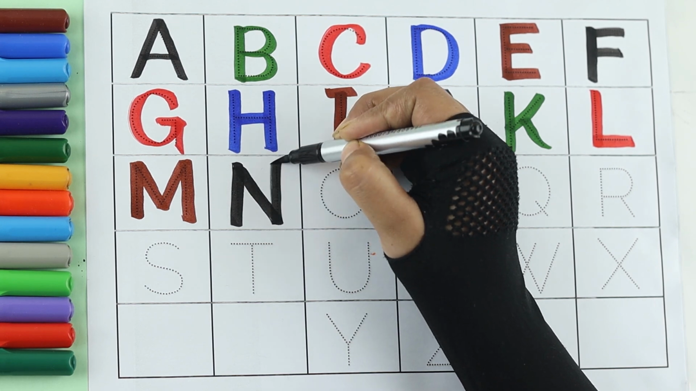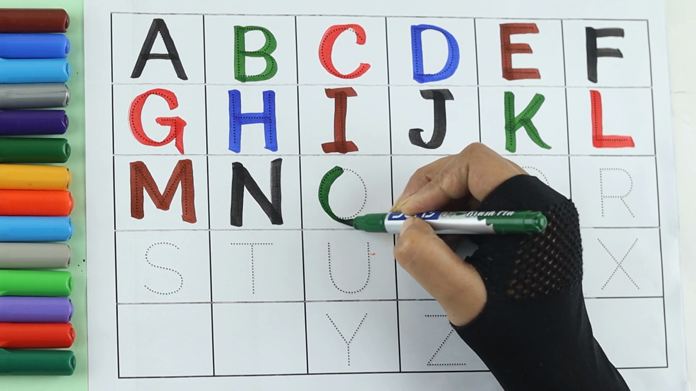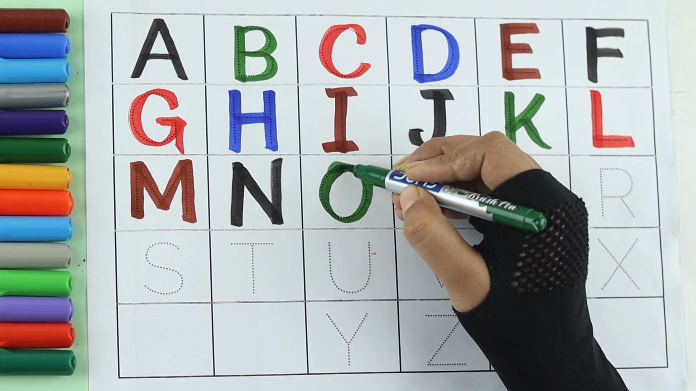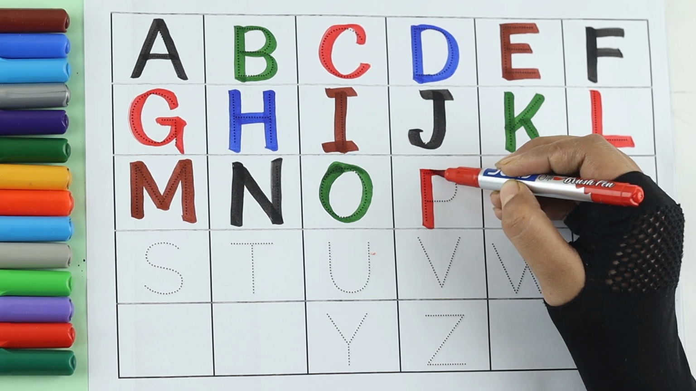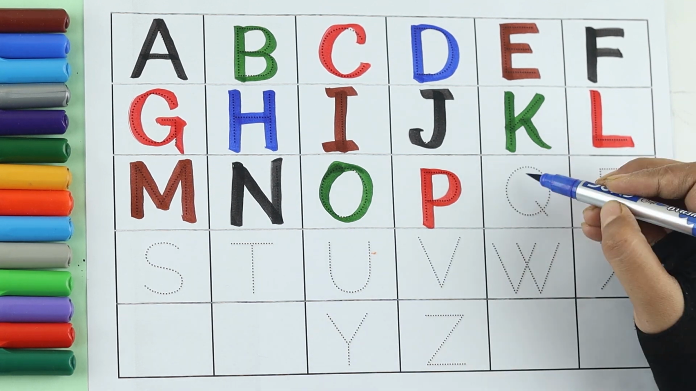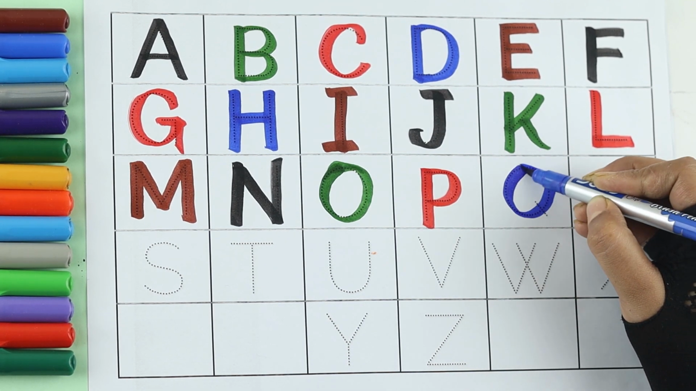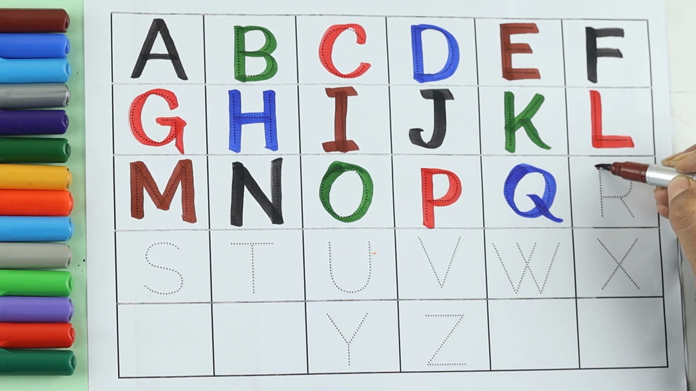N for nest. Green color. O for orange. Red color. P for pen. Blue color. Q for queen. Brown color.